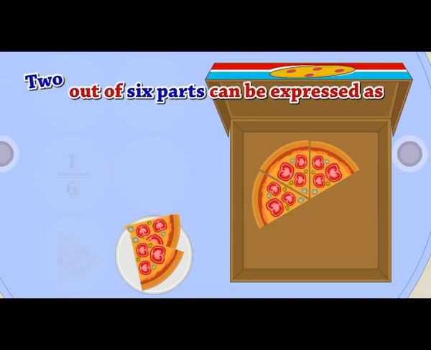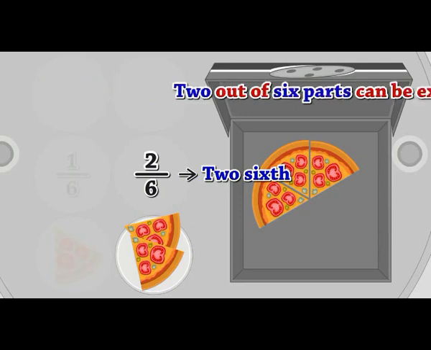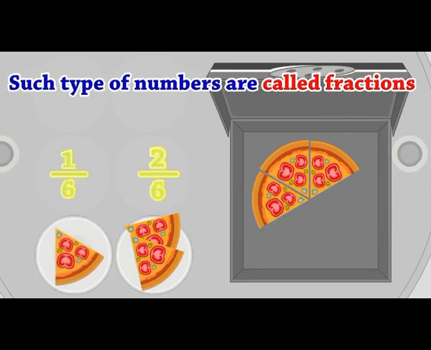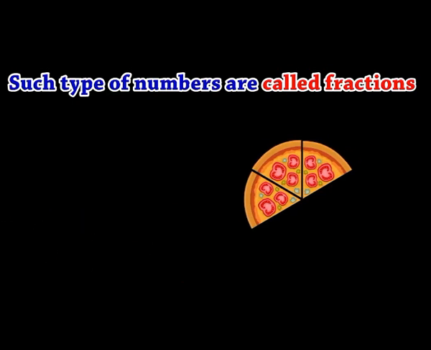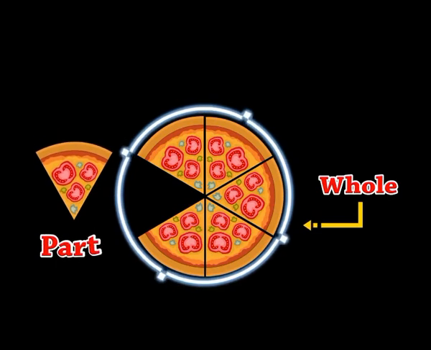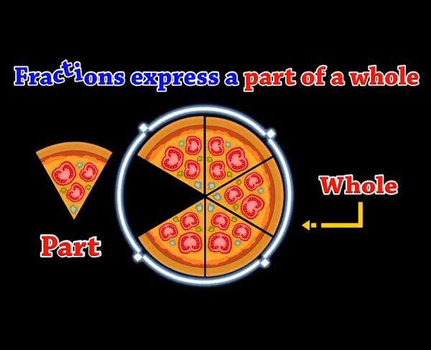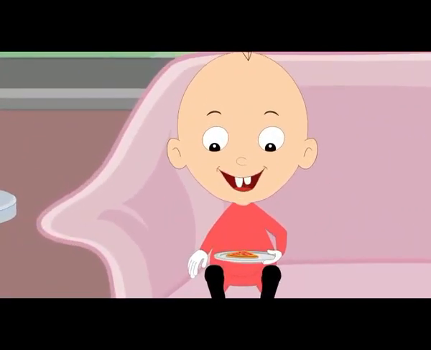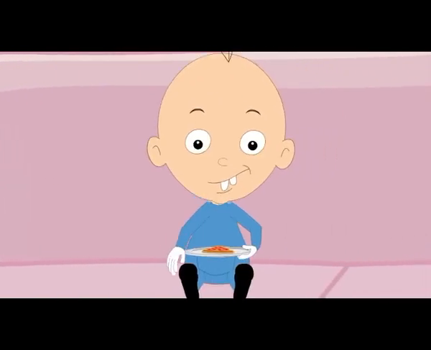Now 2 parts are taken. How can we express 2 out of 6 parts? We can write this as 2 by 6, otherwise 2/6. This type of numbers are called fractions or fractional numbers. So we can get fractions when we divide a whole into equal parts. So a fraction can be expressed as a part of a whole thing, otherwise a collection.